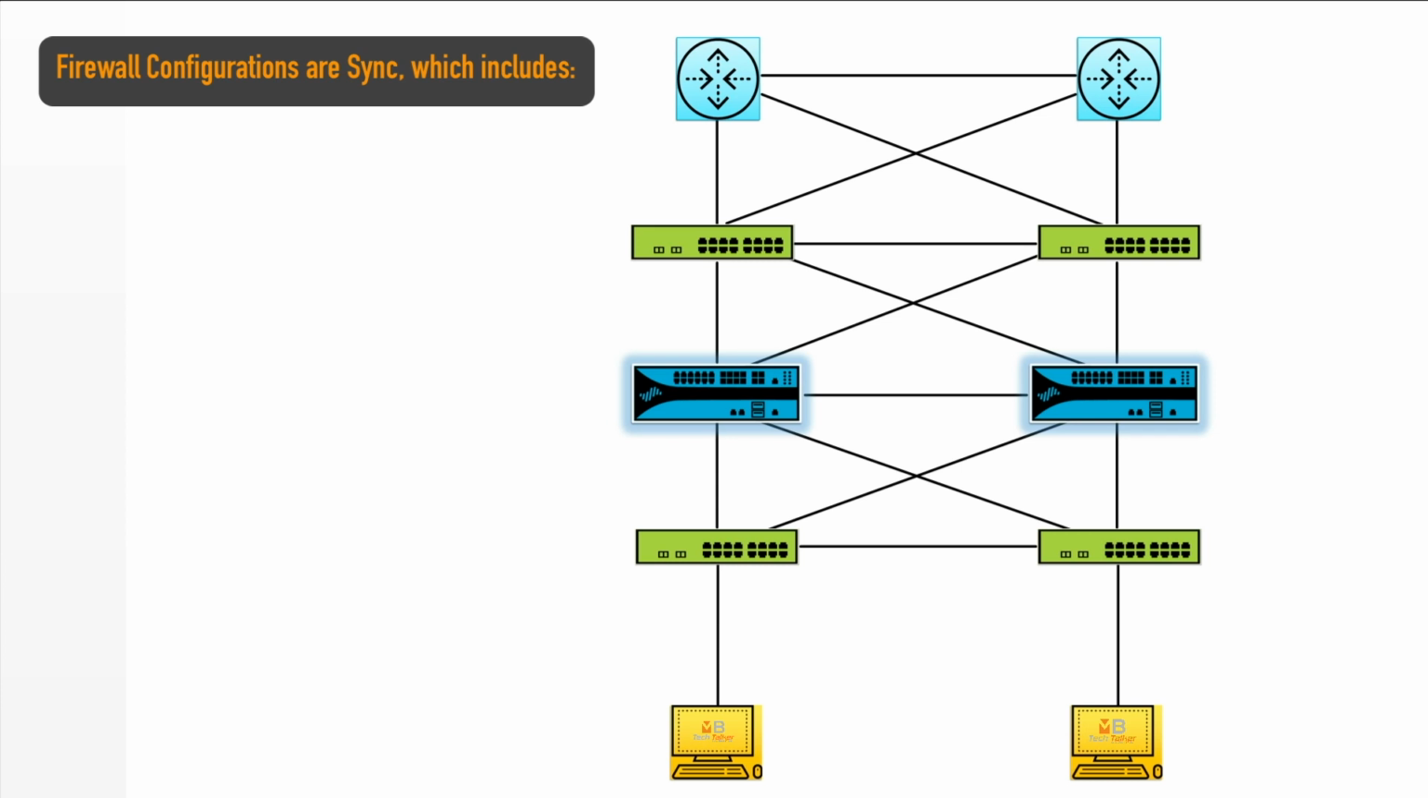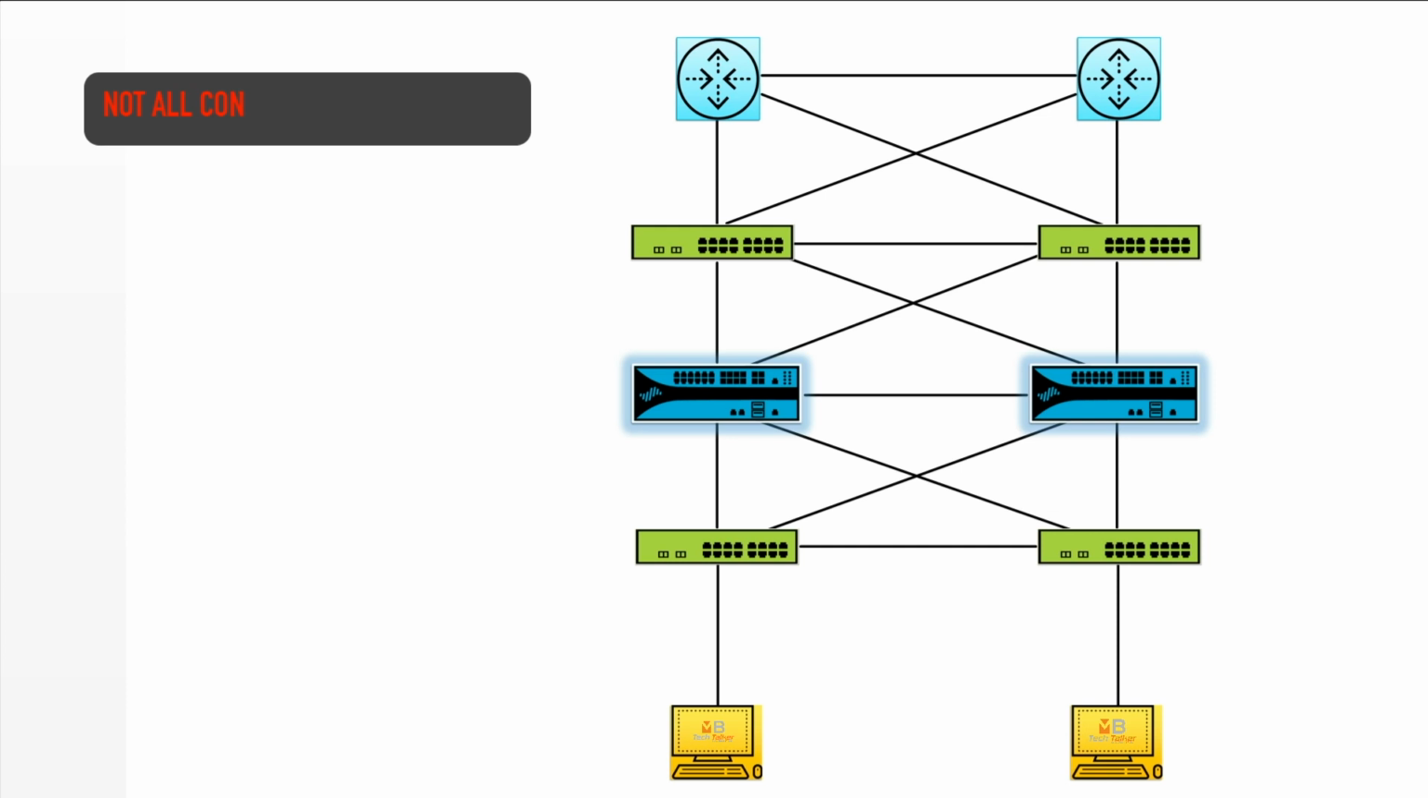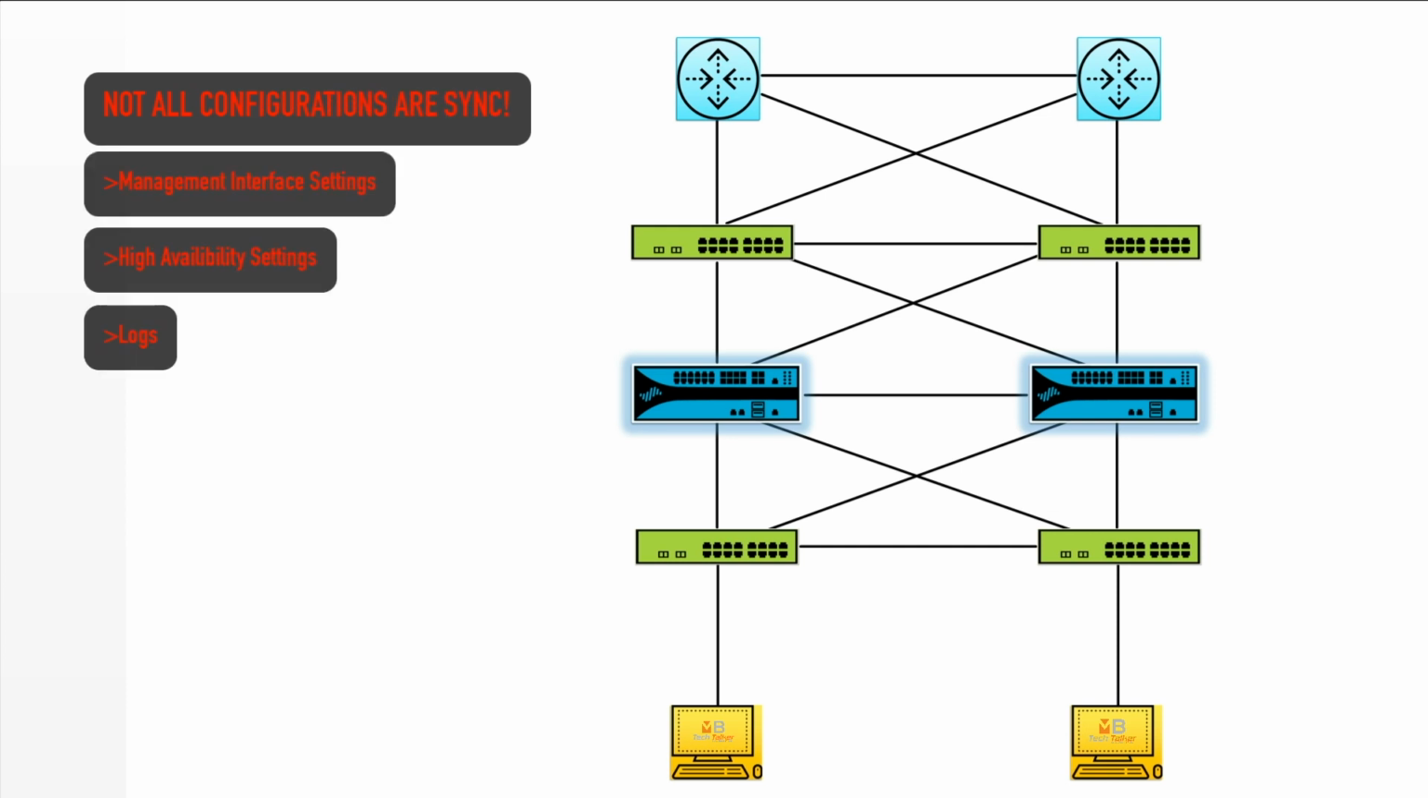Firewall configurations are synchronized using HA interfaces. This includes network, object, policies, certificates, and session tables. But note, not all configurations are synced, including management interface configurations, HA settings, logs, and ACC information.